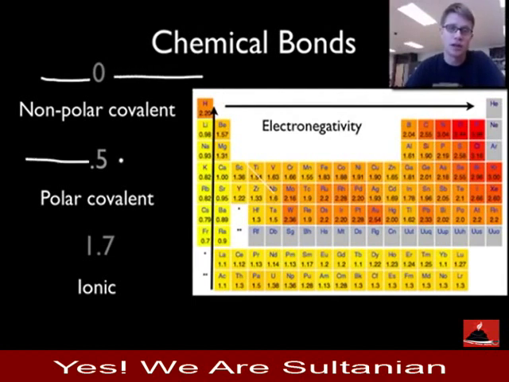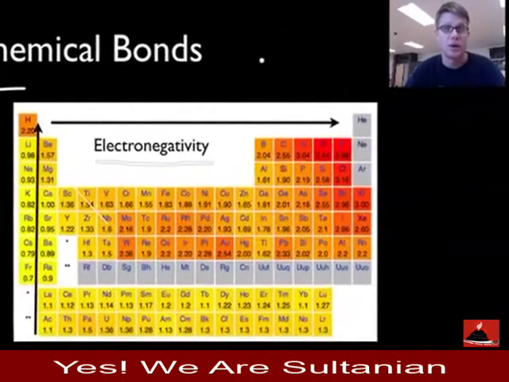If you have an electronegativity difference between 0.5 and 0, it's a nonpolar covalent. If your electronegativity differences are between 1.7 and 0.5, then it's a polar covalent, and if it's above 1.7, then it's ionic. Now, the first thing I need to talk about then is electronegativity.